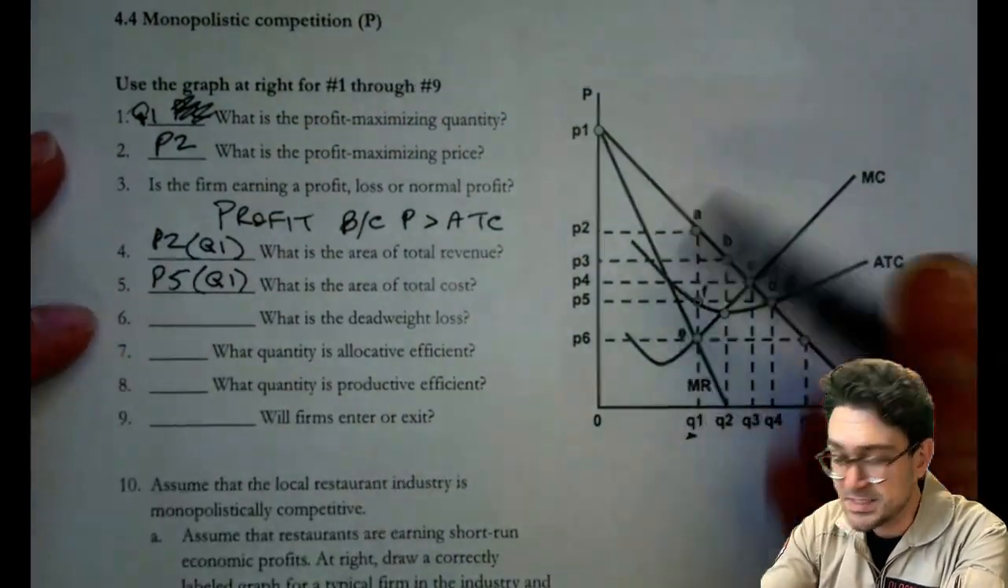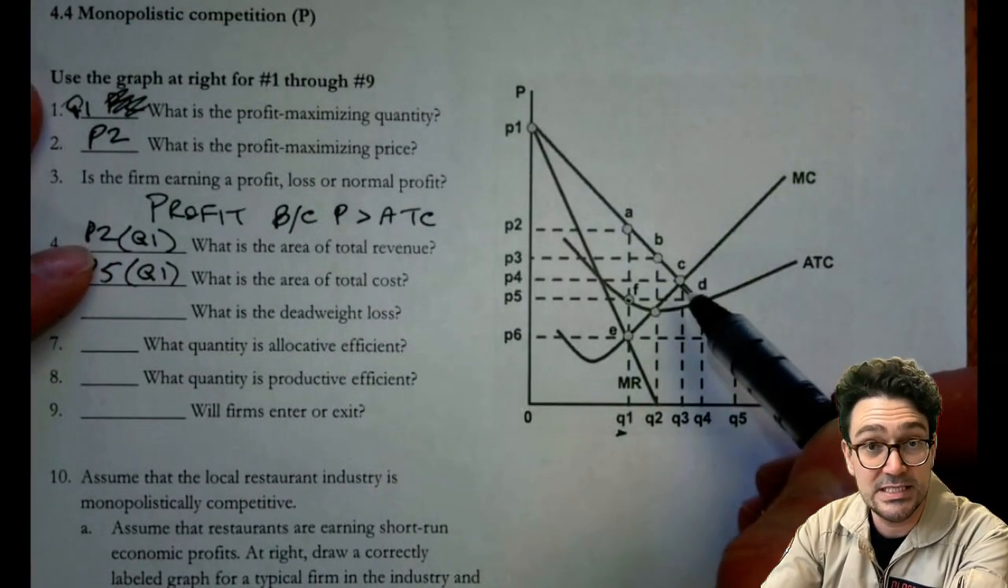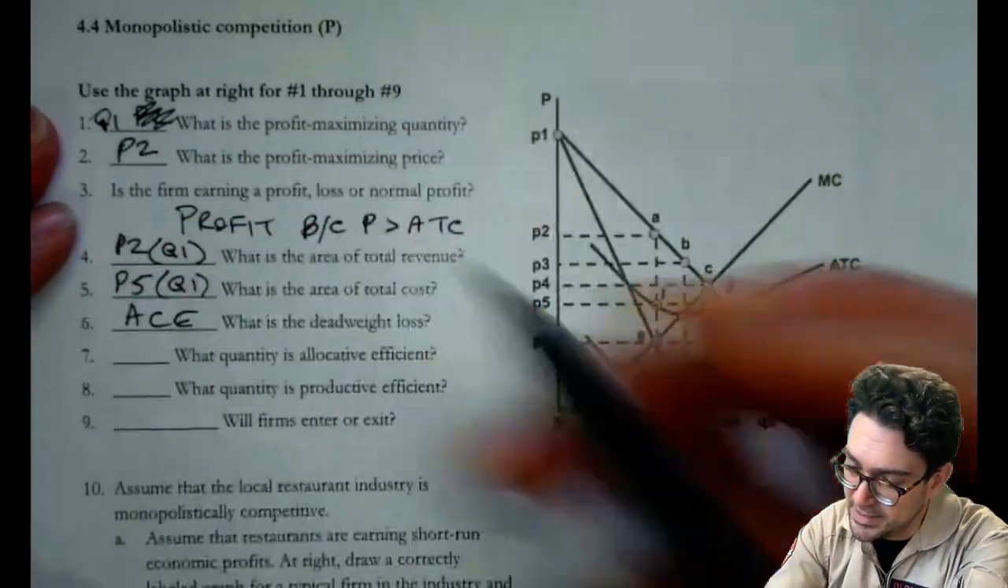What's the deadweight loss? This one I am going to use the 3 letters. We've got A is the top here, E, and then C. And again, that's that little kind of deadweight loss. So A, C, E, ACE.